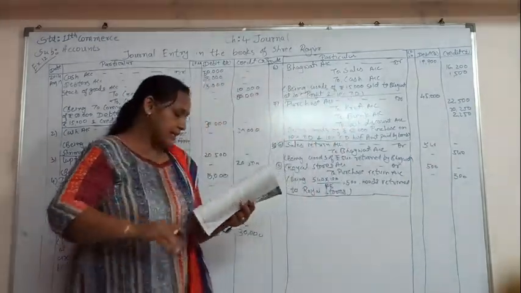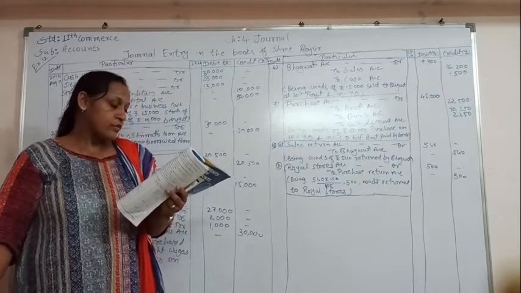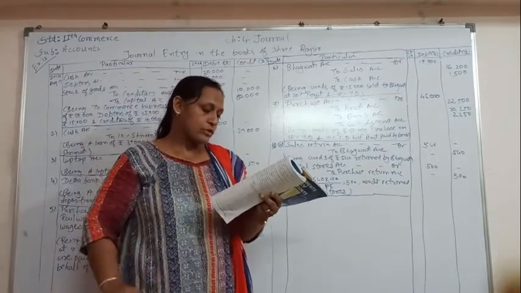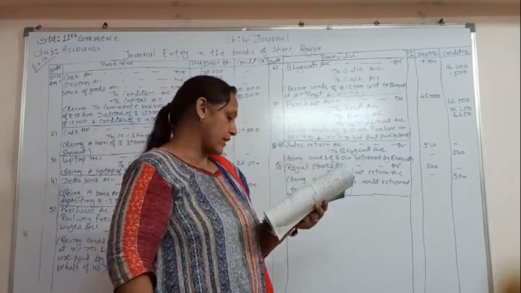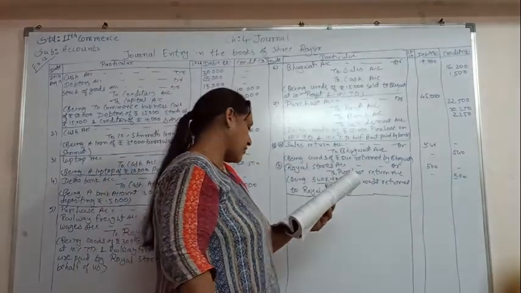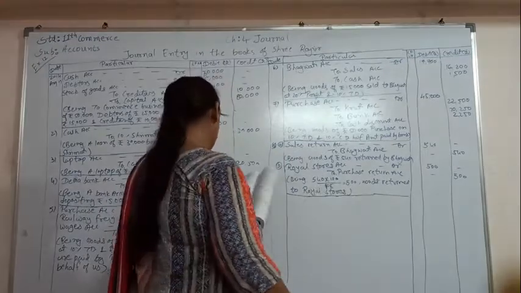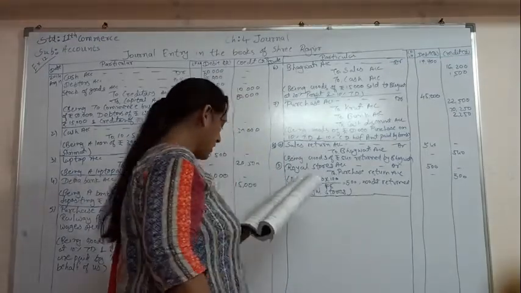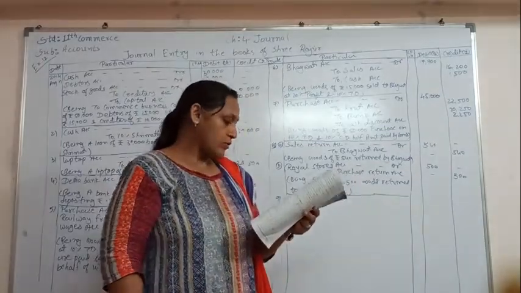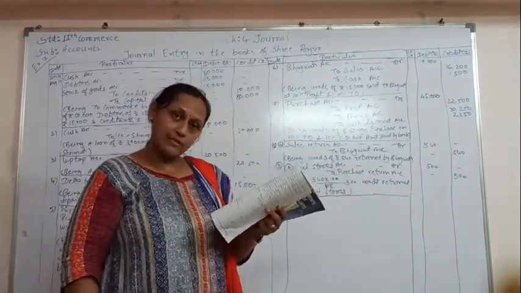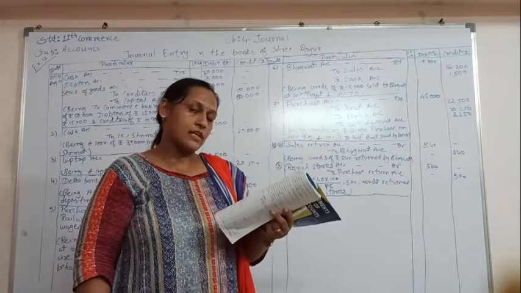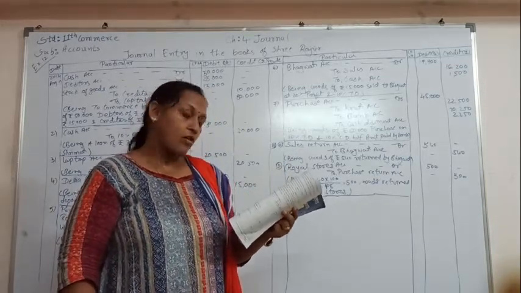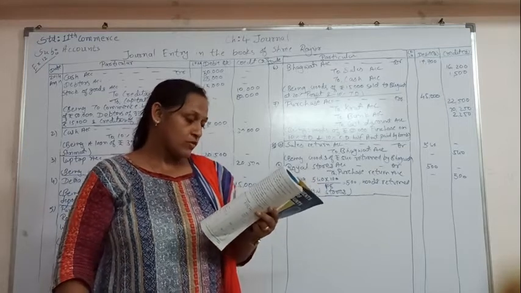Now let's see the next, ninth number. Goods of rupees 15,000 after adding 20% profit sold to Nirali at 10% trade discount and 10% cash discount. Half amount received in cash. So here again we can see that we have sold the goods of rupees 15,000. So 20% of that will be 18,000 and we are going to deduct the trade discount. So goods will be of 16,200.